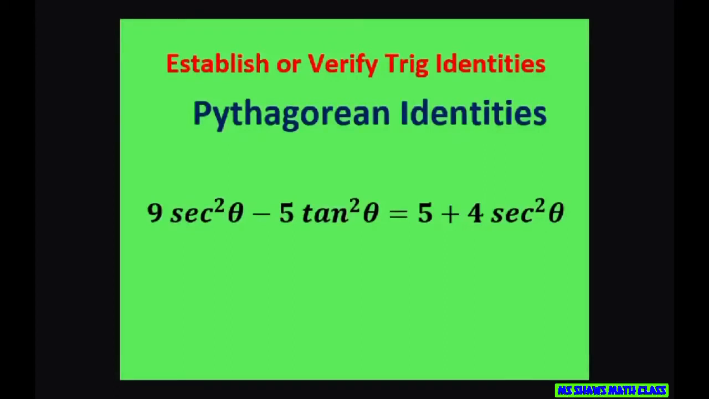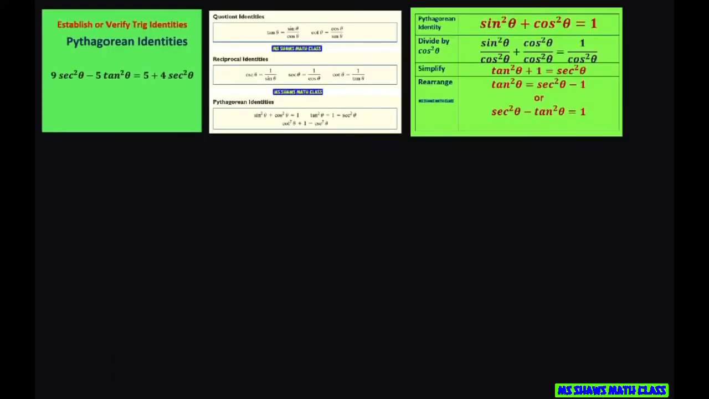Everyone, we're going to establish this trig identity by using our Pythagorean identities. So, first of all, when you're doing your identities, you want to work on the more complicated side. This left-hand side is a little more complicated because it has a tan and a secant, and our right-hand side only has a secant. So what I want to do is get rid of this tan, or change it.